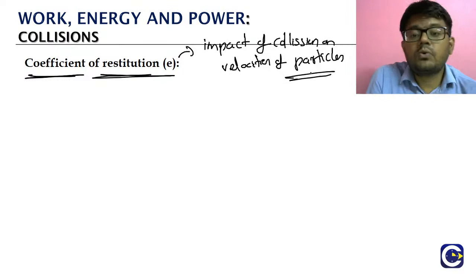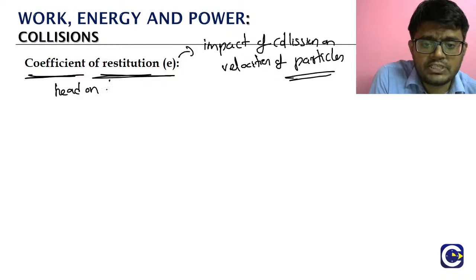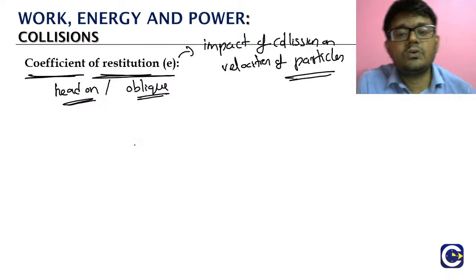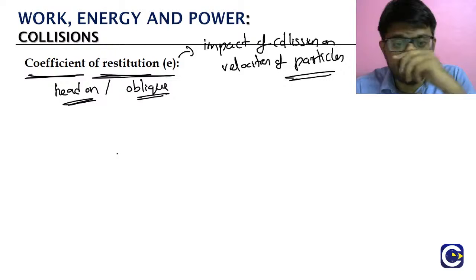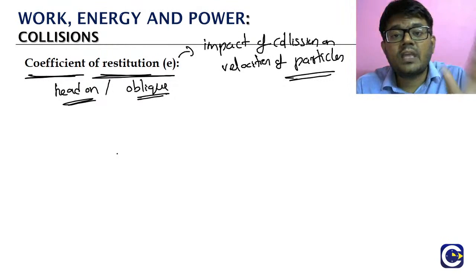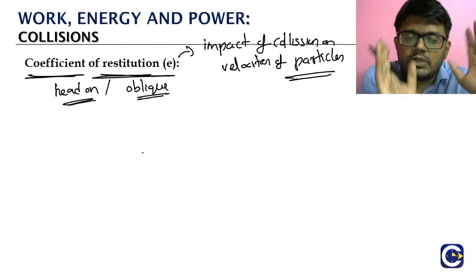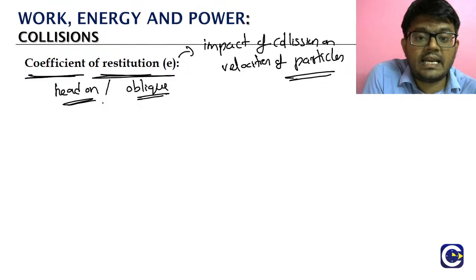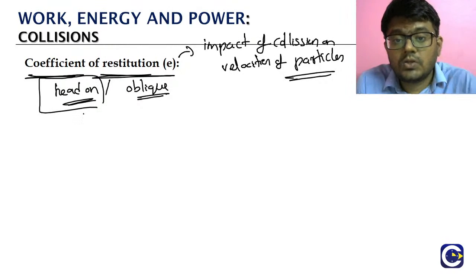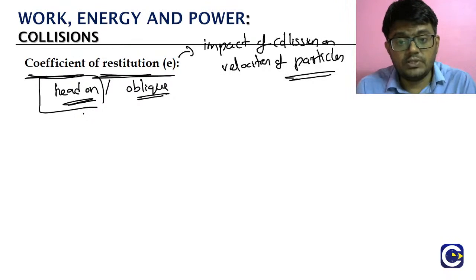Now the coefficient of restitution can be defined for both the head-on type of collision as well as the oblique type of collision. But we will see that the use, or rather importance of this, will be more in the case of the head-on type of collision. But we will see that the analysis using the coefficient of restitution will be more meaningful when we talk about the head-on collision.